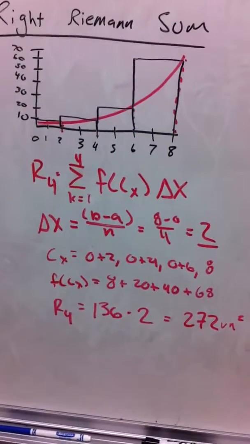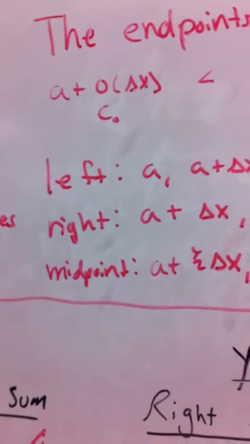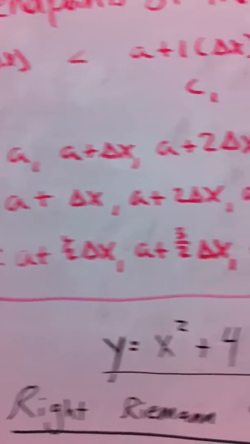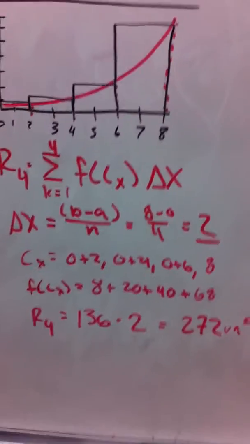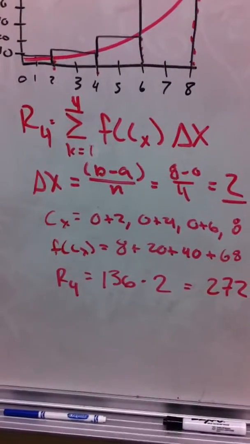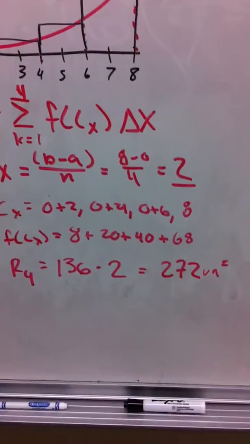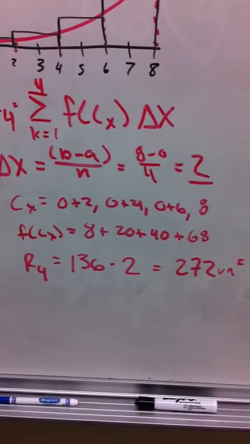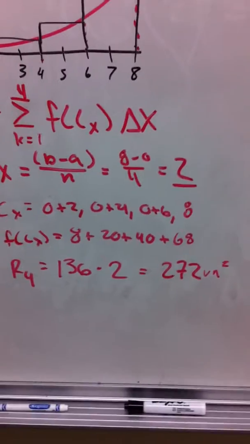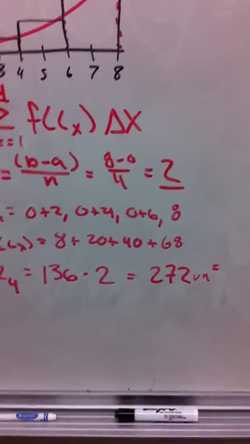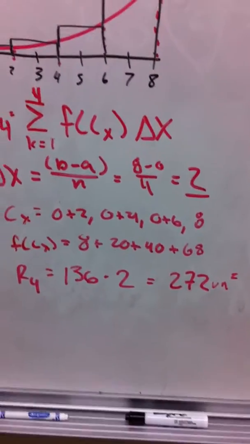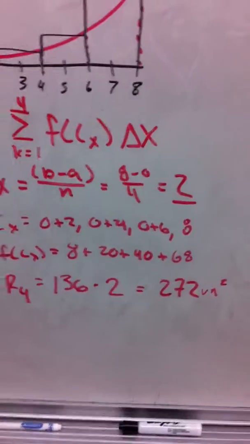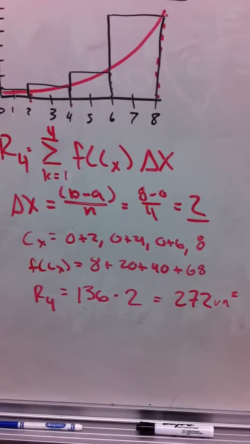C sub x, we're going to do a little bit differently than the earlier one because now we're using a plus delta x, a plus 2 delta x, a plus 3 delta x, all the way to b. So a plus delta x is 2, a plus 2 delta x is 4, and so on. So we get 2, 4, 6, and our b value is 8. Now we're going to plug this into the function, and at 2, 4, 6, and 8, we get 8, 20, 40, and 68 respectively. We add all these up, and we get 136, times the delta x, which we know is 2, and so we get 272 units squared.